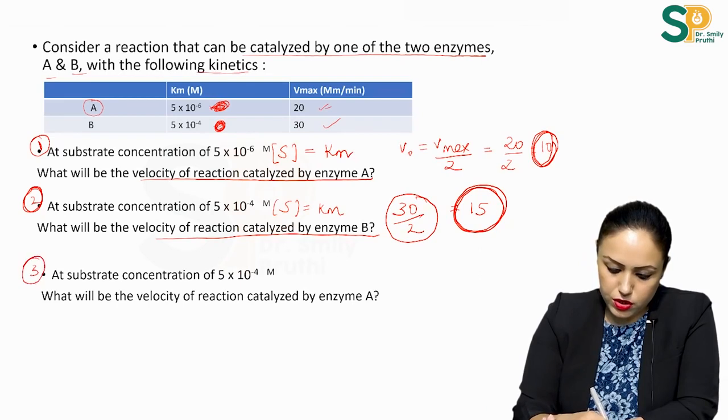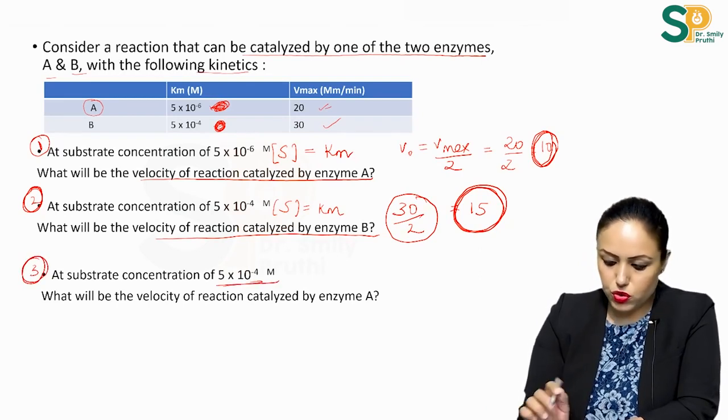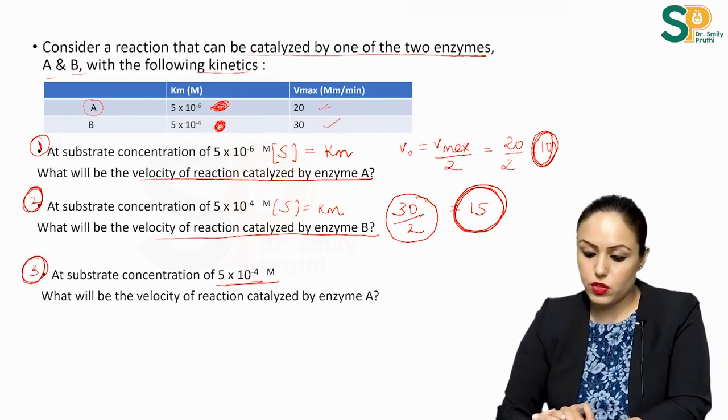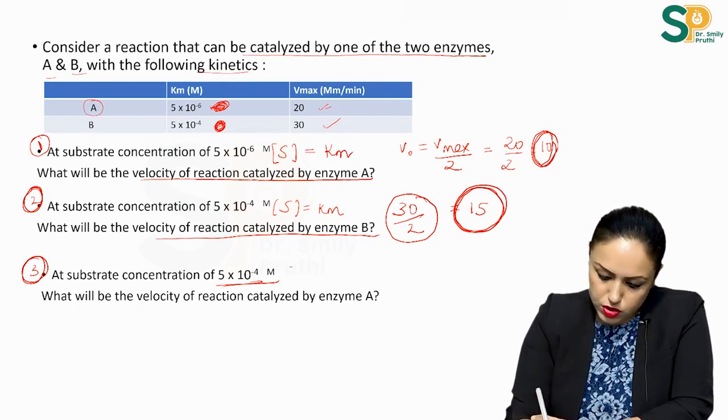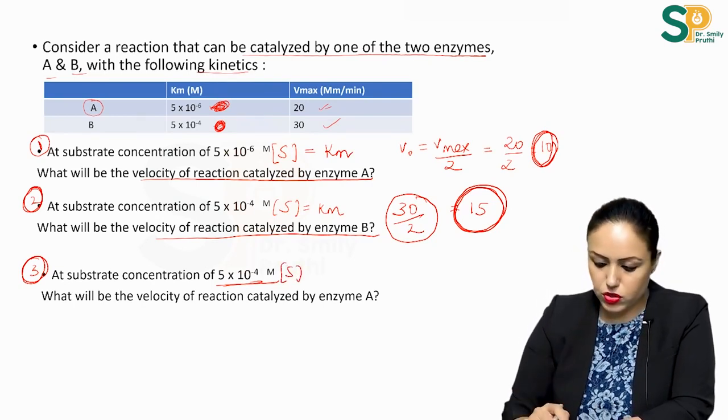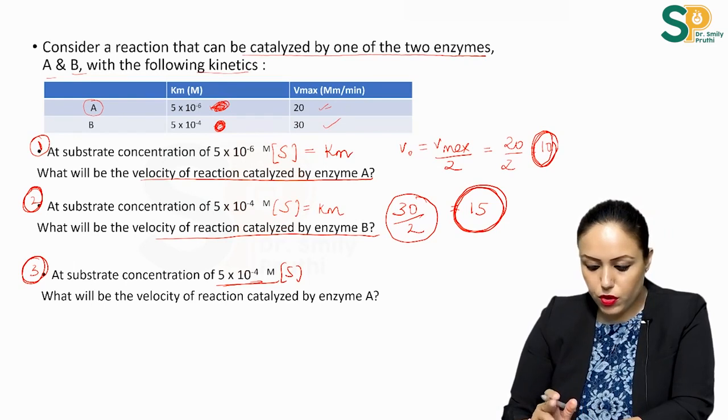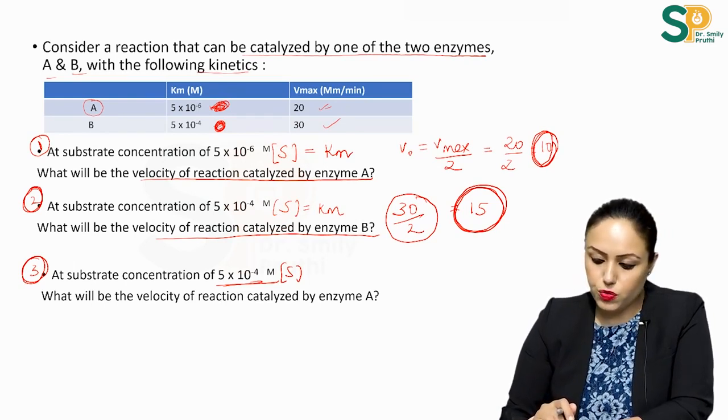Then the third question, at a substrate concentration of 5 into 10 to the power minus 4, so this is the substrate concentration, what will be the velocity of the reaction catalyzed by enzyme A?